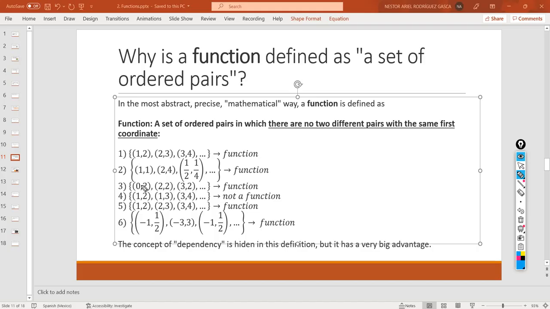Set of ordered pairs, 0, 2, 2, 2, 3, 2, and you perhaps may catch the pattern. What's the pattern here? The pattern is that for every number in the input, we get the same output. You see, for 0, we have this output. For 2, we have the same output. For 3, we have the same output, which is 2. And that is perfectly okay.